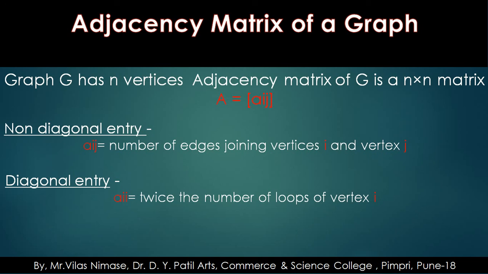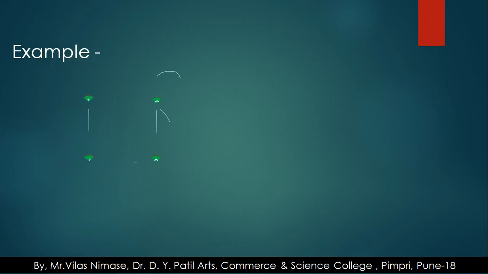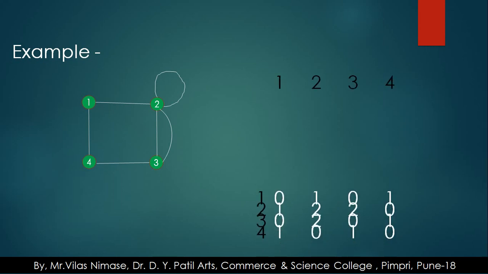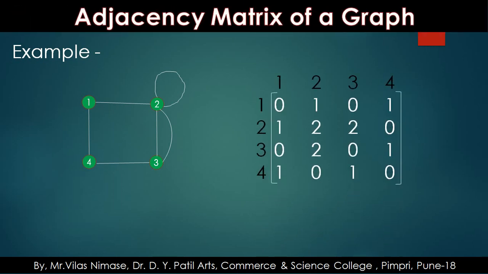Adjacency matrix of this graph is this matrix. Since there are 4 vertices in this graph, therefore the adjacency matrix of this graph is a 4 cross 4 matrix. There is an edge joining vertex 1 and vertex 2. Therefore, the entry at first row and second column is 1 and entry at second row and first column is also 1.